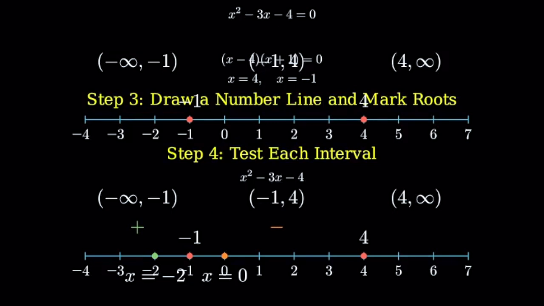Finally, let's test the third interval, 4 to infinity. Let's pick x = 5. Plugging this in gives 5² − 3(5) − 4, which is 25 − 15 − 4, equaling 6. Since 6 is positive, the expression is positive in this interval.